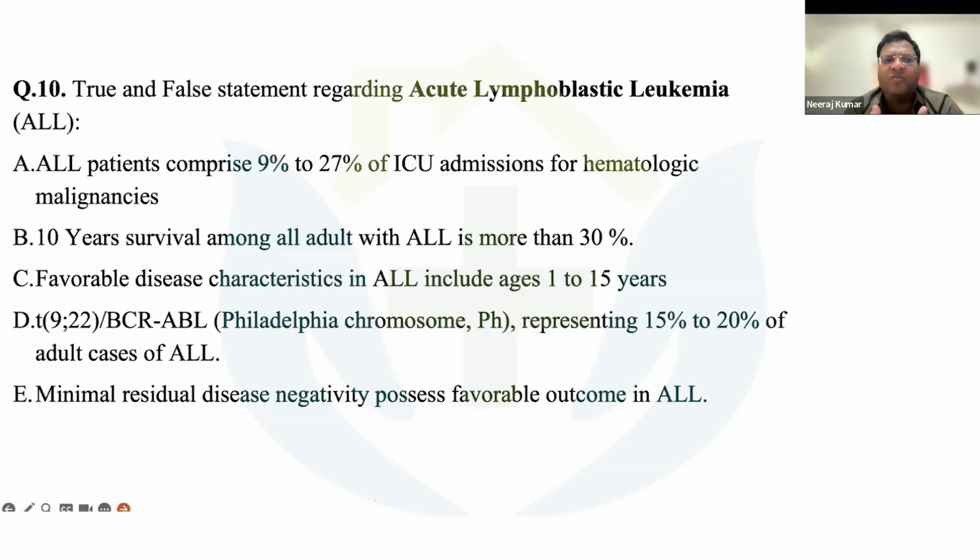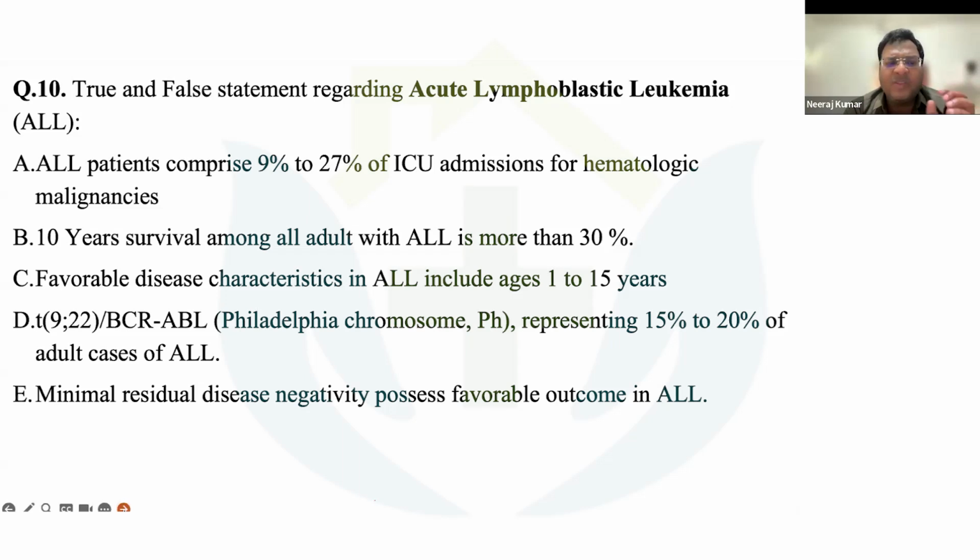Now coming to a few true and false statements regarding acute lymphoblastic leukemia. I want to test your knowledge related to ALL. ALL accounts for 9 to 27% of ICU admissions for hematological malignancy, so it constitutes less than 30% of ICU admissions. 10-year survival among adults with ALL is more than 30%. If we see favorable disease outcome, age is one of the factors, like 1 to 15 years, and translocation 9;22, BCR-ABL, the Philadelphia chromosome translocation, represents 15 to 20% of adult cases of ALL.